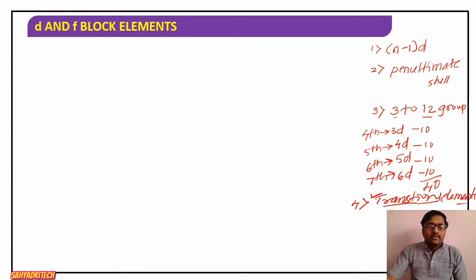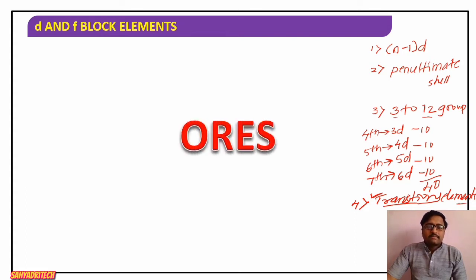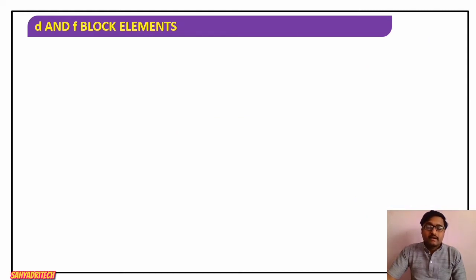Well, now we are going to continue the next part of the chapter, that is occurrence. Now we are going to look only at the 3D series elements, that is the first transition series elements, regarding their occurrence, where they occur in nature. Almost all D block elements are not present in their native state.